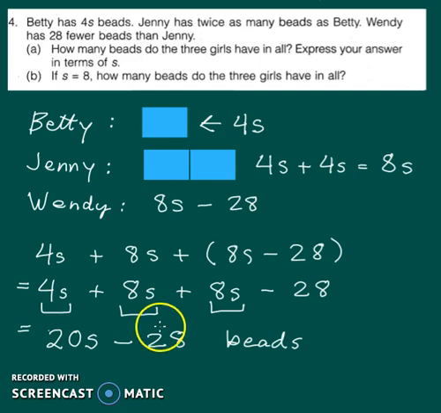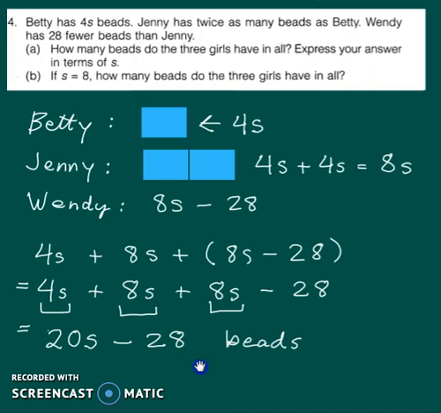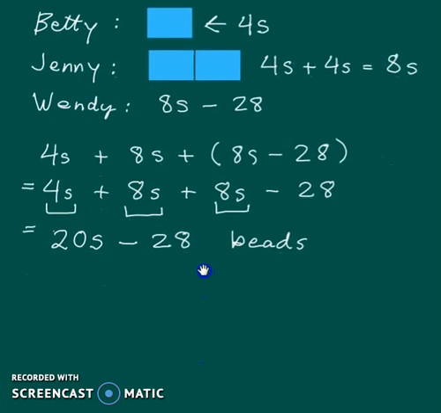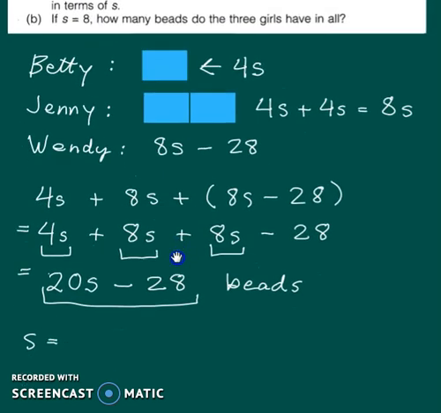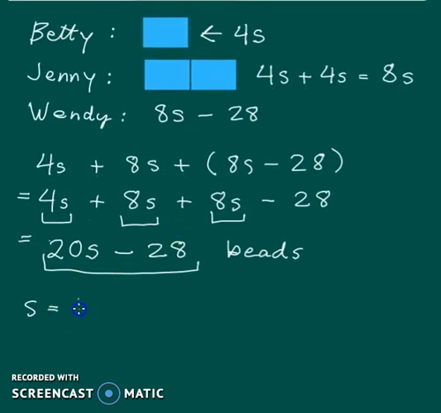Now part B asks, if S equals 8, how many beads do the three girls have in all? Okay, well, we have an algebraic expression here that involves an unknown variable, S. But now that we have a value for S, so they say S is equal to 8, we can use substitution to find out how many beads that is actually worth.